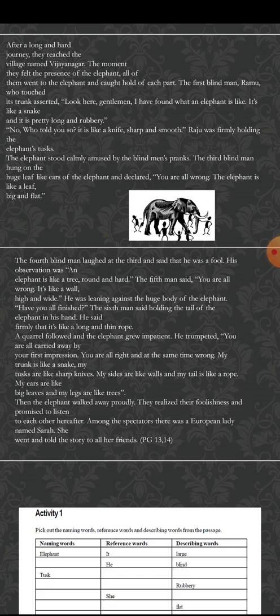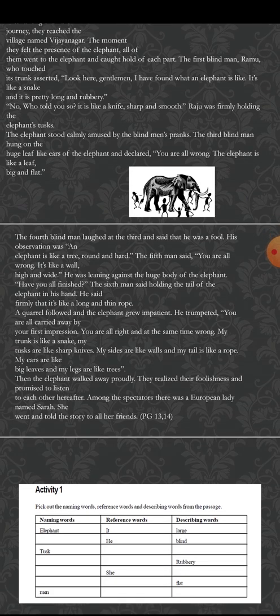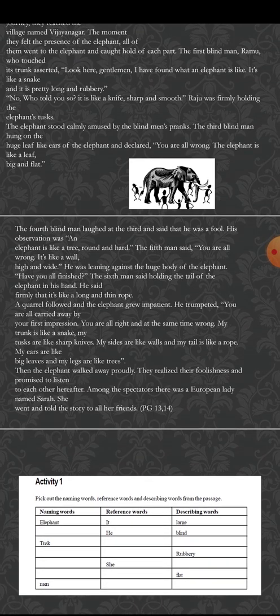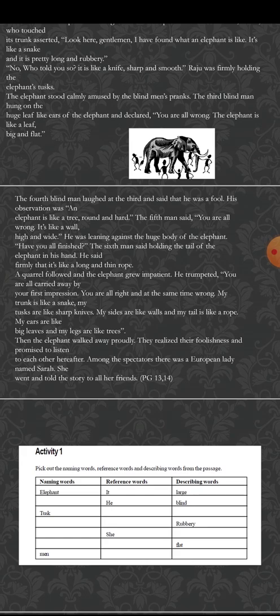So the elephant, after being calm for a long time, got really angry. He said that no, you are all wrong. You are right and you are wrong. You are right because you are holding individual parts of me. And you are wrong because you think that is the only part I have. His body, his legs, his tusks, his ears, his trunk, they are not separate from each other. They all make a complete whole. So he said they were wrong in assuming that there is only one part of the elephant. They should have worked together. Then the elephant walked away proudly. They realized their foolishness and promised to listen to each other hereafter.